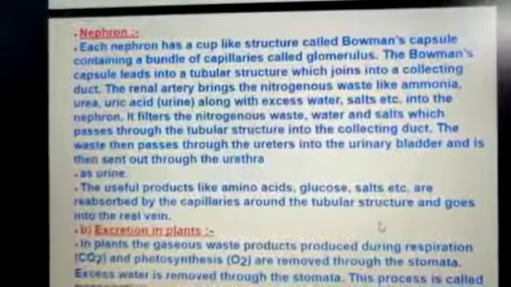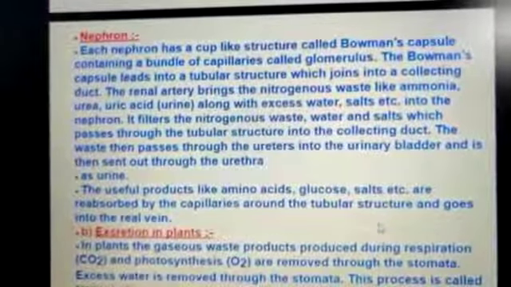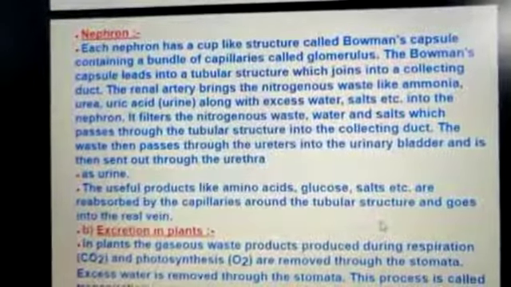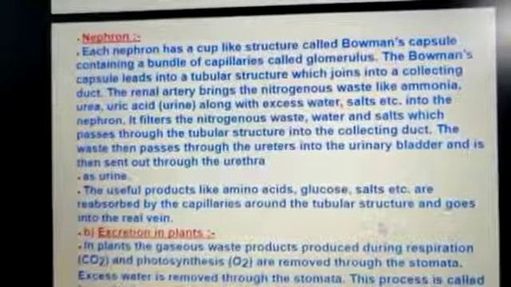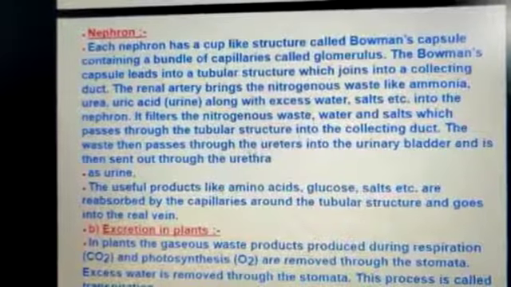The renal artery brings the nitrogenous waste. What are the 3 types of nitrogenous waste? Ammonia, urea and uric acid. But human beings are classified under ureotelic. So major urine contains about 80% urea. So you just have a look.